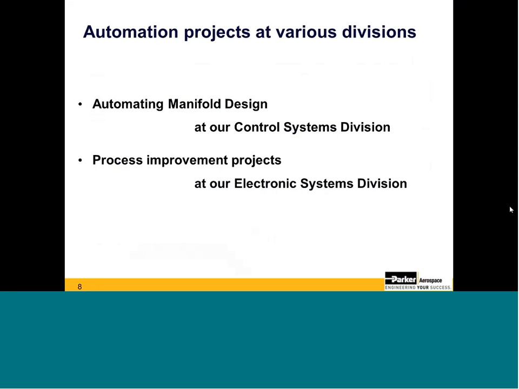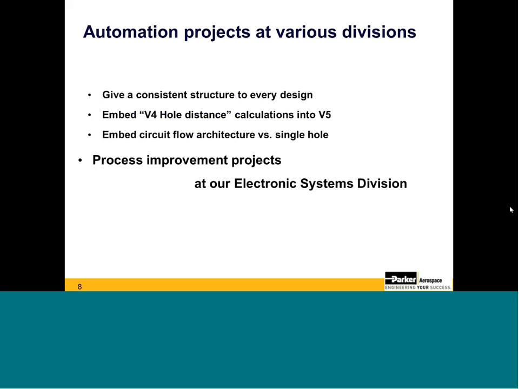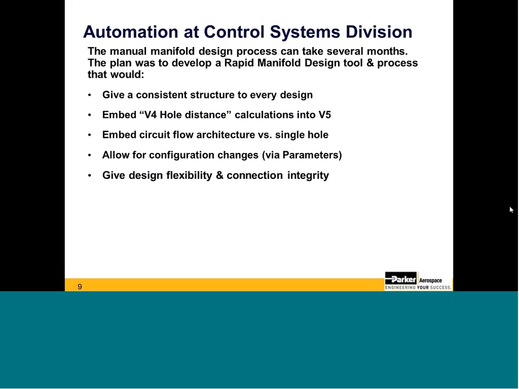The automation projects that we've done are actually at quite a few divisions. For the presentation today, I'm just going to talk about 2 of our divisions, the Control Systems Division and the Electronic Systems Division. At the Control Systems Division, we had a process that would take several months to complete from start to finish, at least 5-6 months, which, as that lets you know, was quite time-consuming.